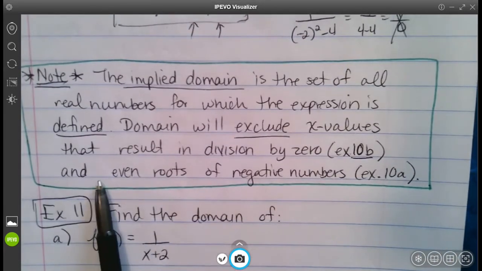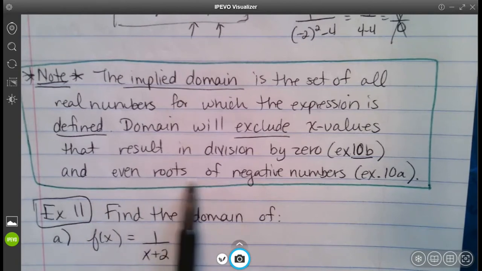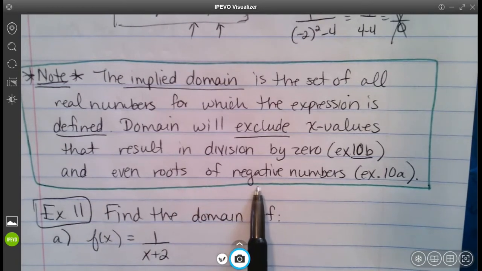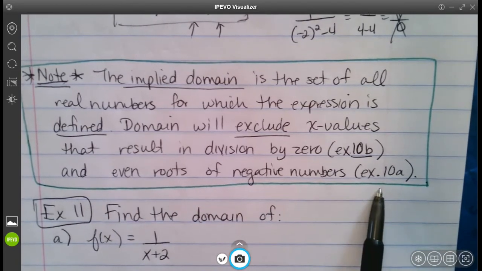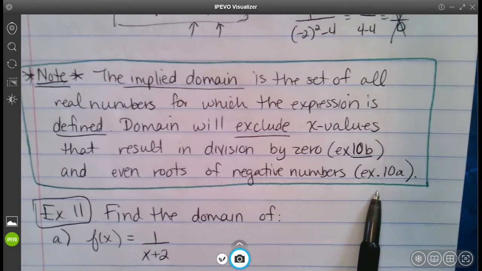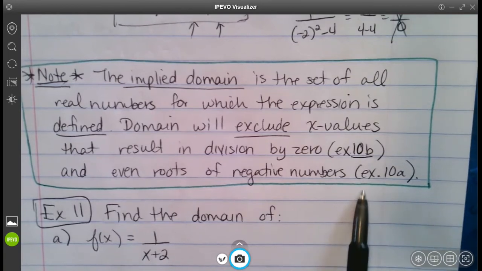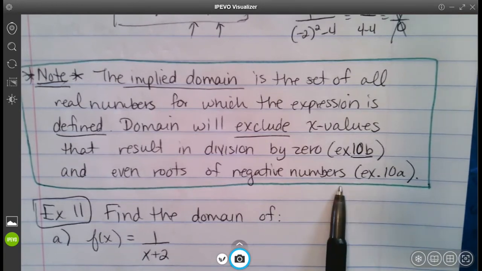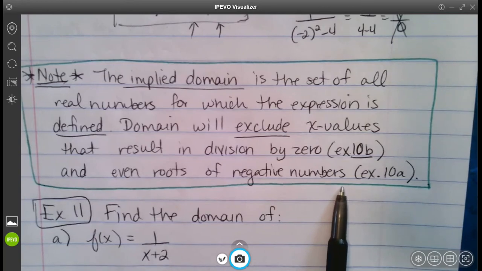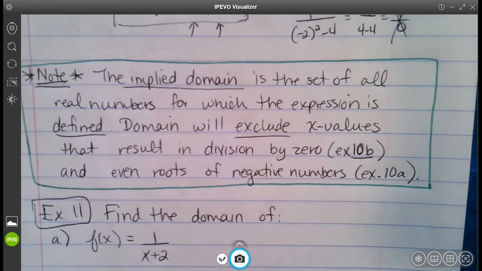Something similar happens to the even roots of negative numbers. So in the first example where I showed you the table with the error, we can't take the square root of a negative number. If you try, you're going to get an error, and we saw that in the table. It doesn't exist in the real number plane, okay? It's just some things to think about there.